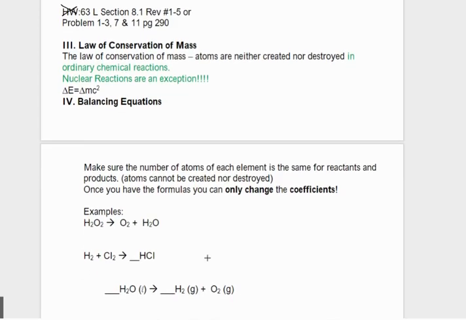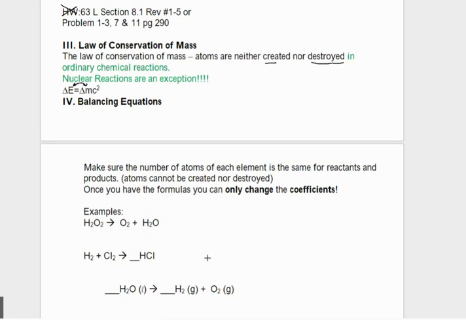So the law of conservation of mass says atoms cannot be created or destroyed in a chemical reaction. Nuclear reactions are an exception that we won't get into. They do have a very small change in mass because mass is converted to energy, because mass and energy are kind of interchangeable. But that's only in a nuclear reaction. So we're talking a power plant or the sun, and not our lab classroom.